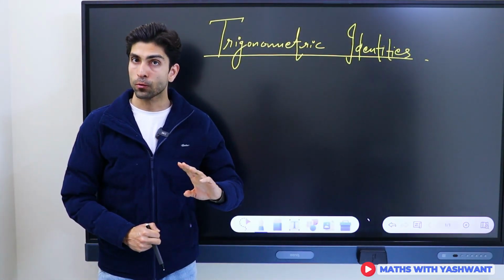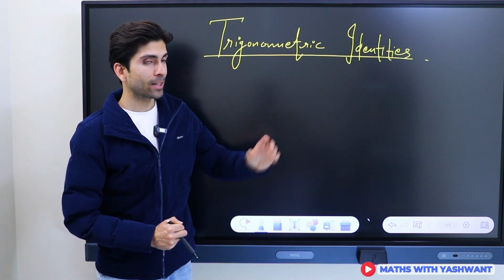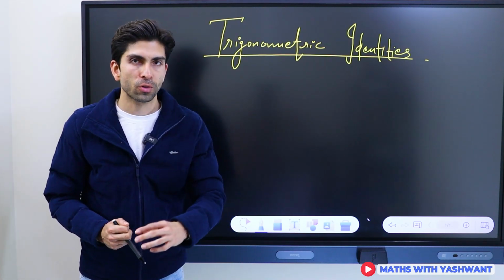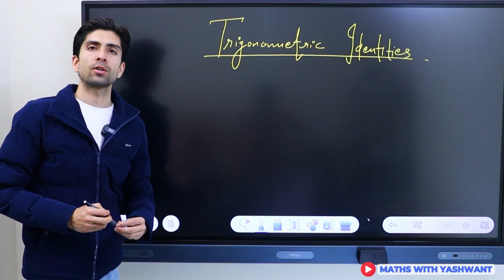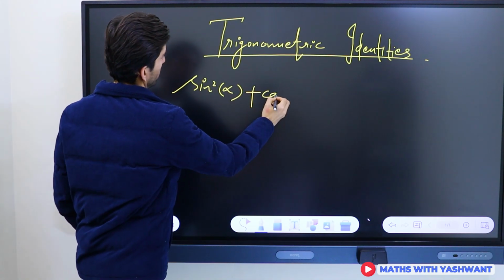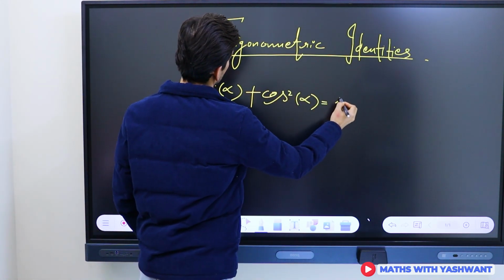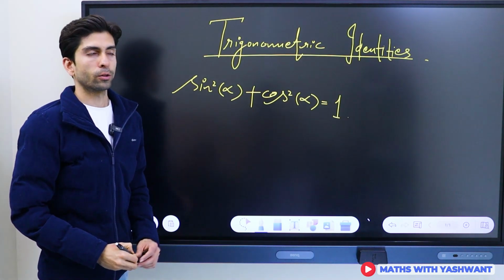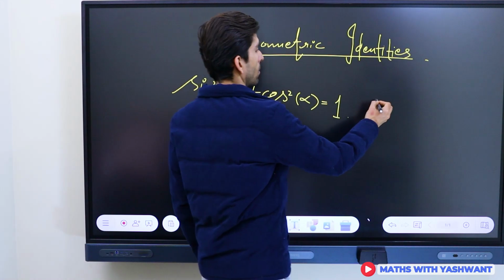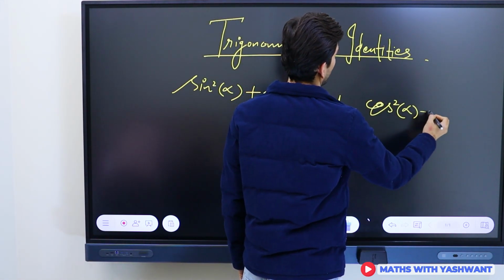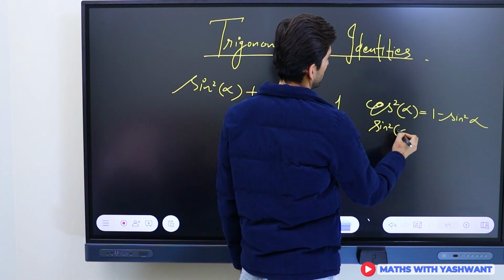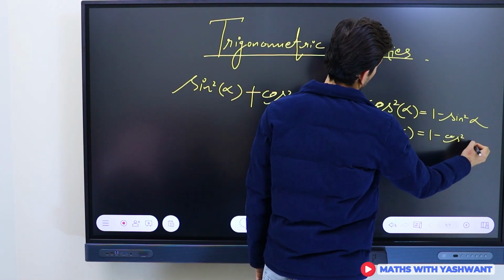Here we go. So for today, we're going to talk about trigonometric identities and we'll solve some questions based upon those identities. The first identity that we use very frequently in trigonometry is sin square alpha plus cos square alpha is equal to 1. This is the first one we use very frequently. Most of the time you'll see that we can also write cos square alpha is equal to 1 minus sin square alpha, or we can write sin square alpha is equal to 1 minus cos square alpha.